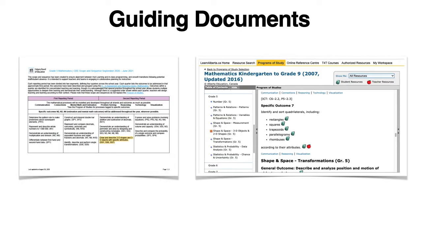There are a few guiding documents to consider when mapping out your tasks. The first is the scope and sequence, and in this case we'll be looking at the math outcomes for the second reporting period. You'll also notice that the scope and sequence aligns with the Alberta Program of Studies outcomes.